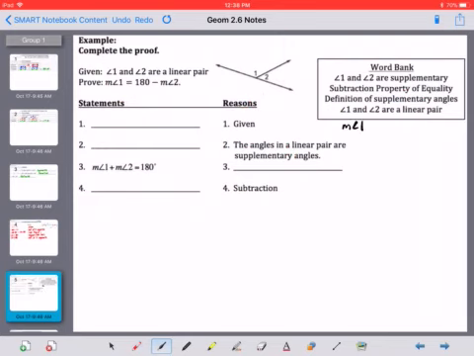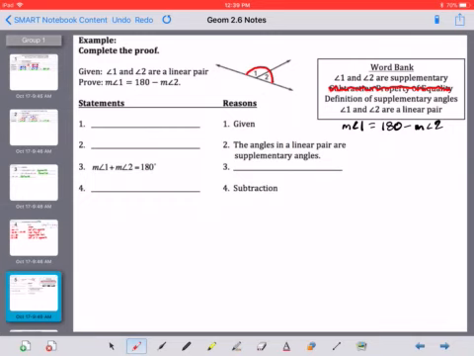The measure of angle 1 is equal to 180 minus the measure of angle 2. All right, so now we've got all the things we need in the word bank, and you do need to cross out the subtraction property of equality we will not use. All right, so we are given that angle 1 and 2 here are a linear pair, and we're going to try to prove that the measure of angle 1 is 180 minus the measure of angle 2.